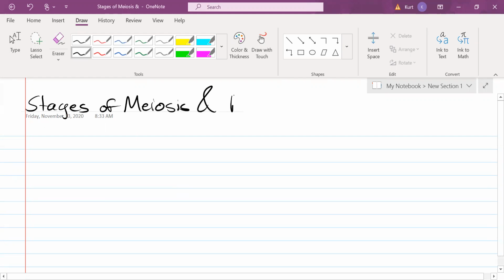Today we're going to go over the stages of meiosis. And we're going to do meiosis versus mitosis and look at the differences between the two cell replication processes.